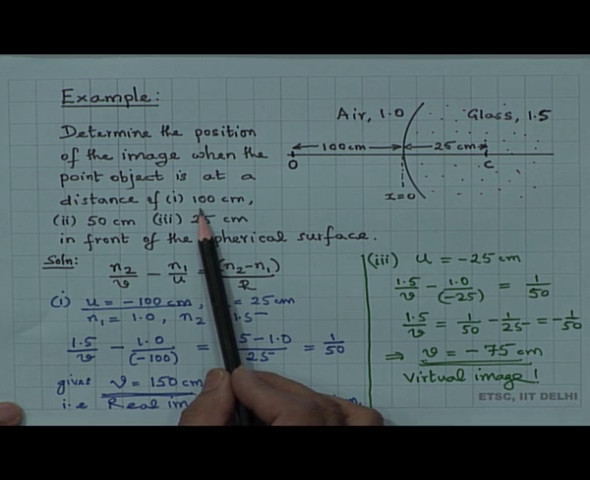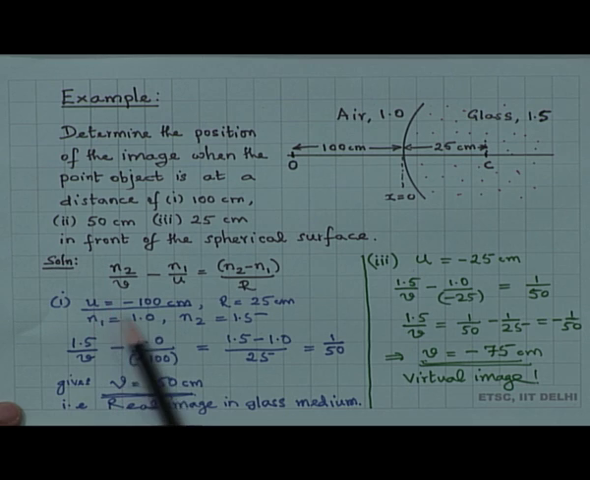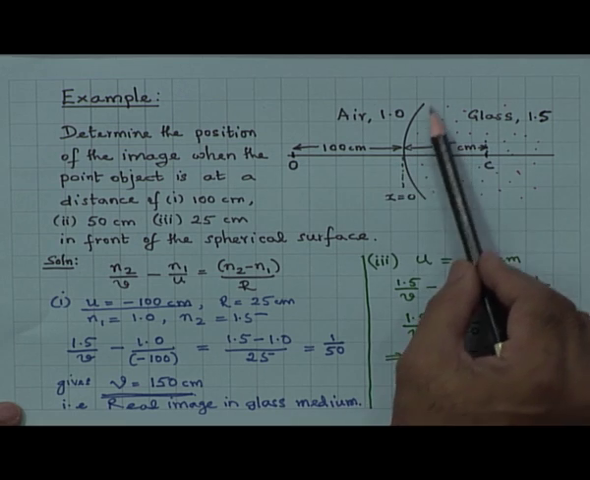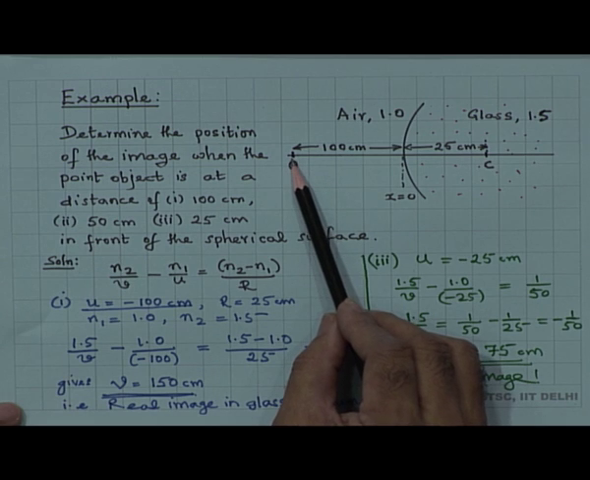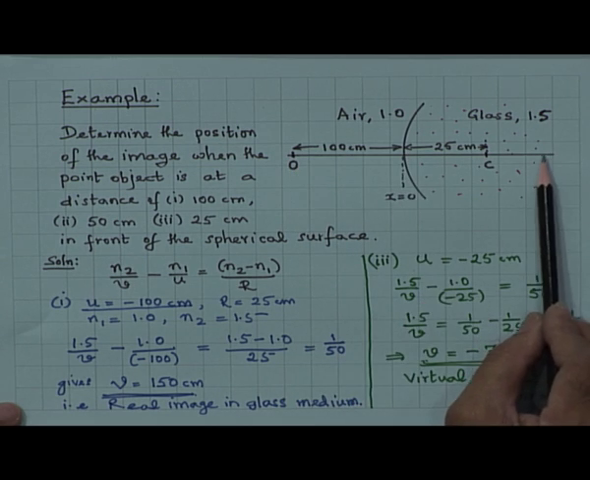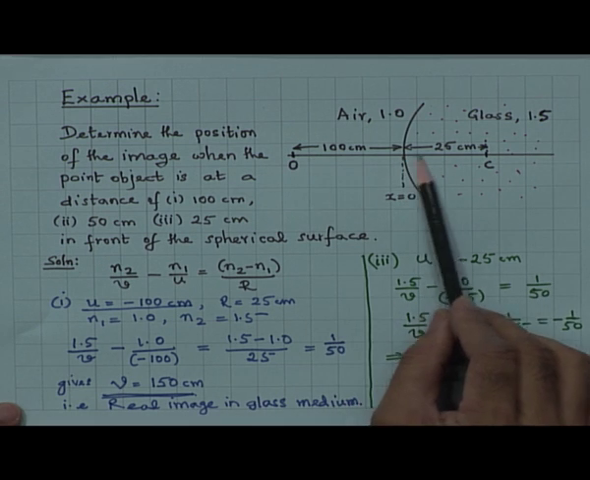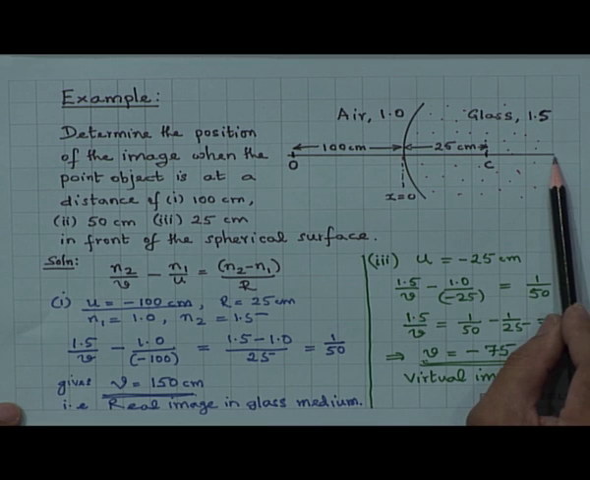So, let us quickly pick up that for 100 centimeter here, u is 100 centimeter and r is 25 centimeter, r is positive for this convex surface here and refractive indices are given. So, if we substitute in the expression, we get V is equal to 150 centimeters, a real image in the glass medium. It is positive 150 centimeter, which means if this were 100 centimeter here, the image would have formed somewhere here at 150 centimeter from the point P here. So, that would be the position of the image.